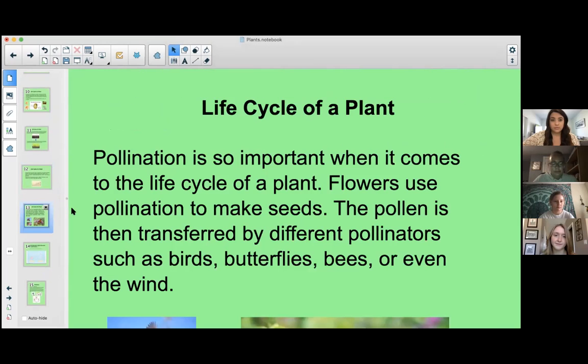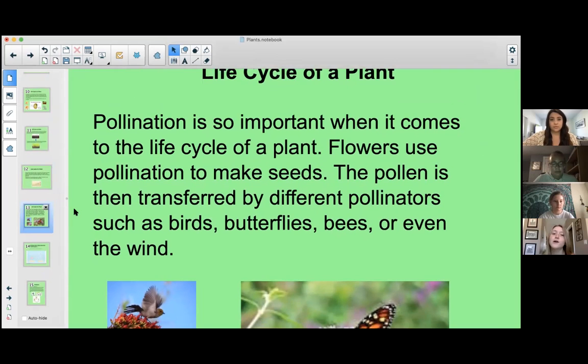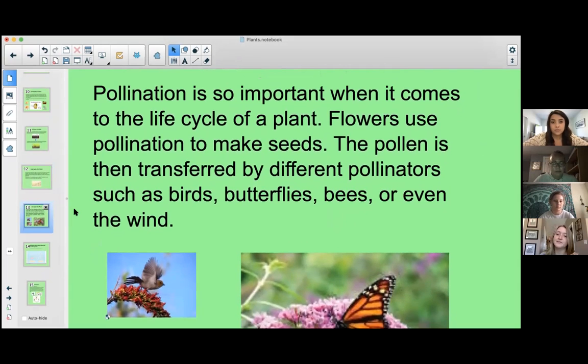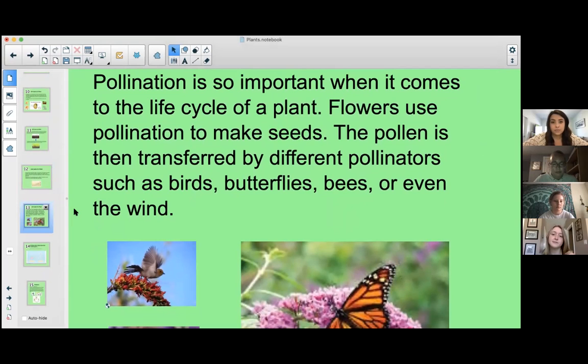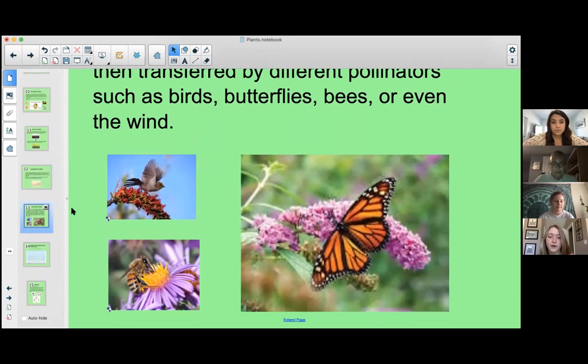The last step of the life cycle is pollination. Pollination is so important when it comes to the life cycle of a plant. Flowers use pollination to make seeds. The pollen is then transferred by different pollinators, such as birds, butterflies, bees, or even the wind. So in the images below, you can see a butterfly on top of the flower helping spread that pollen. Next slide.